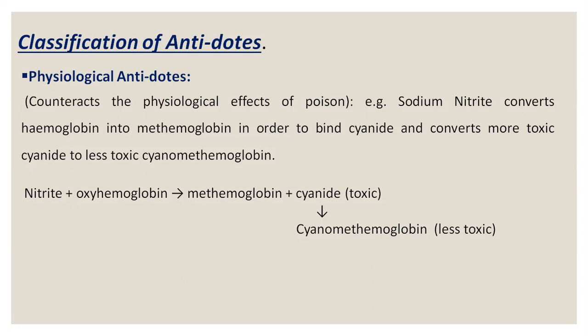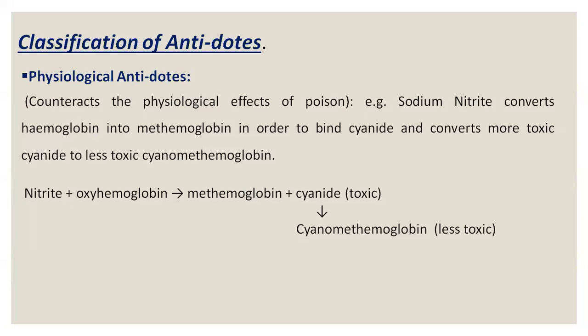So how? See, sodium nitrite converts the hemoglobin to methemoglobin. For what purpose? To convert the more toxic cyanide to the less toxic form, the active to the inactive form. Mainly these physiological antidotes as well as the chemical antidotes are used in cyanide poisoning. Cyanide is a drug which is very harmful to your body and gives a very immediate effect.